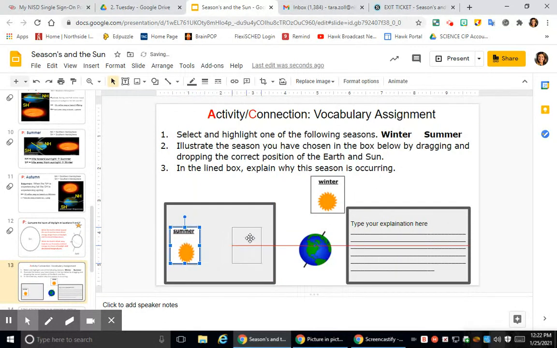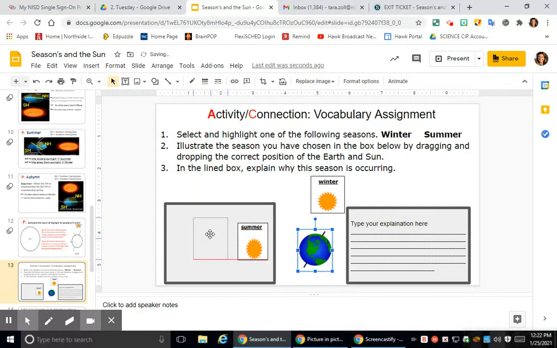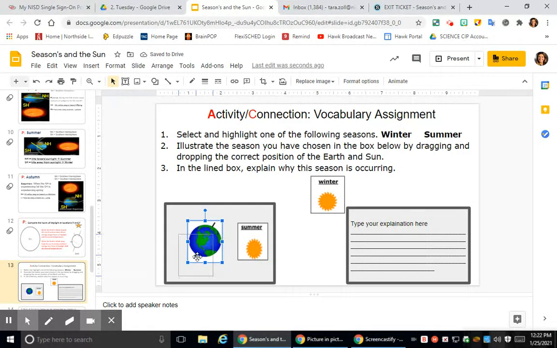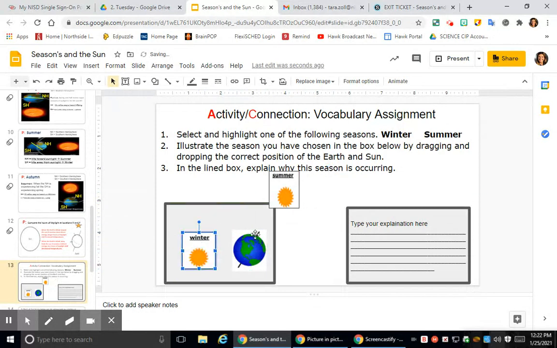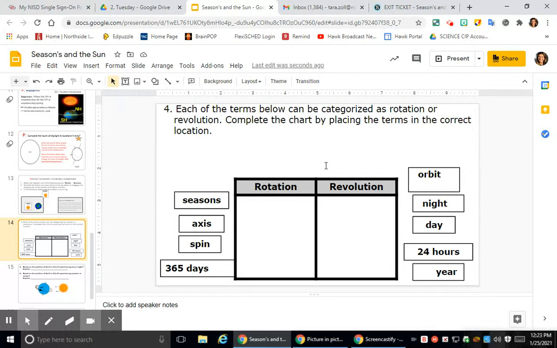If I choose summer, summer would have to be on this. And if we look here, the northern hemisphere where we are in North America is tilted towards the sun, so we would be having summer. If we wanted to have winter, the northern hemisphere would be tilting away from the sun, so we would be in winter. So we would type that explanation here: the hemisphere that's tilted towards the sun is experiencing summer. The hemisphere tilted away from the sun is experiencing winter.